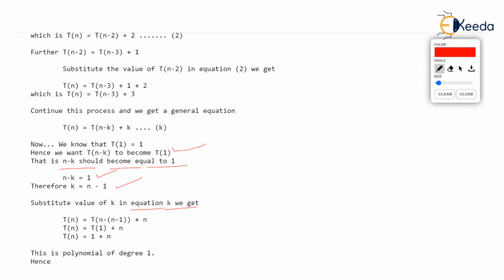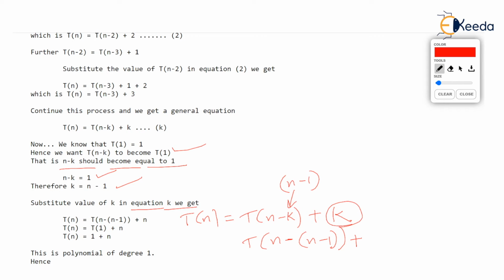Okay, I'll write that equation number k again. Tn is T(n minus k) plus k. Now you know k is simply n minus 1. So put the value of k over here. So this becomes T of n minus 1, correct? Plus, and you know k is n minus 1, so you will put n minus 1. I hope you got it. So what is Tn? Tn is T(n minus (n minus 1)) plus n minus 1, because k is n minus 1.